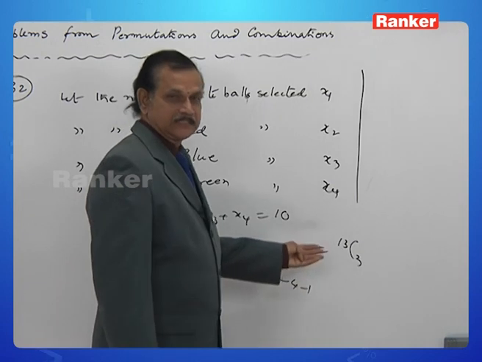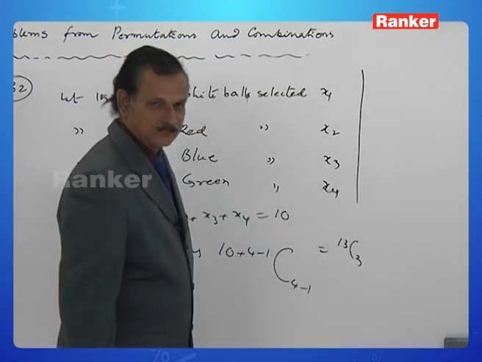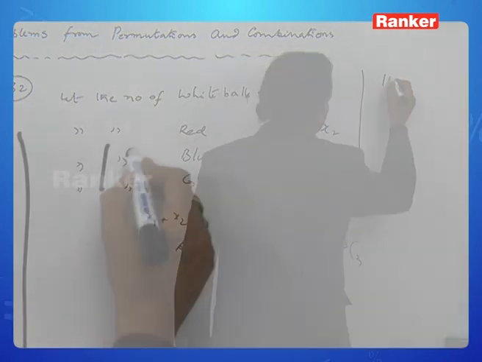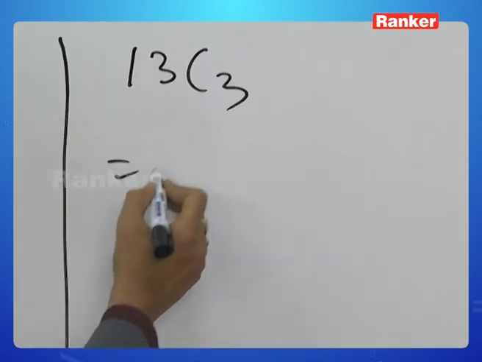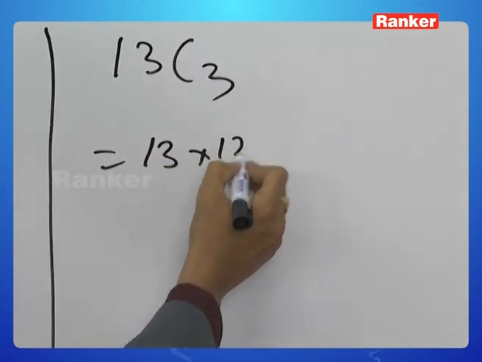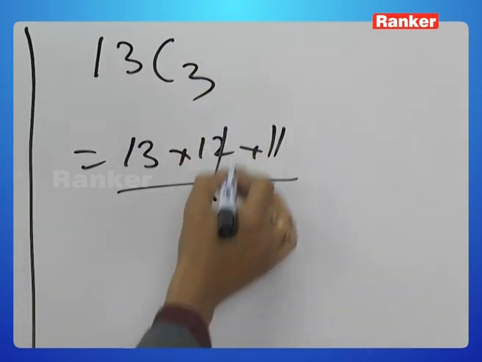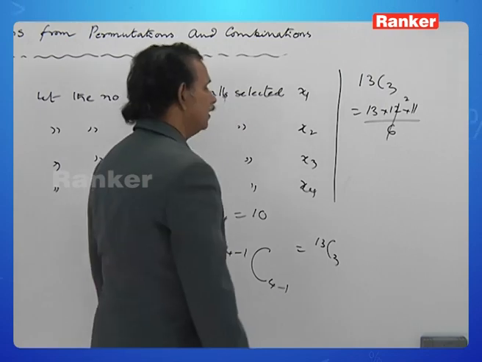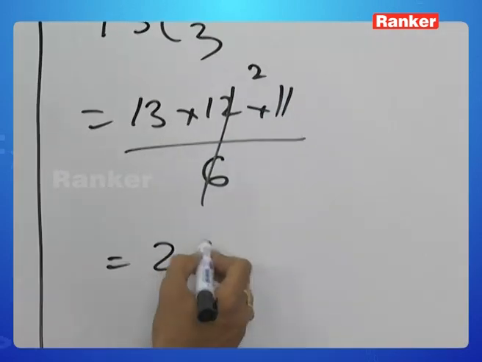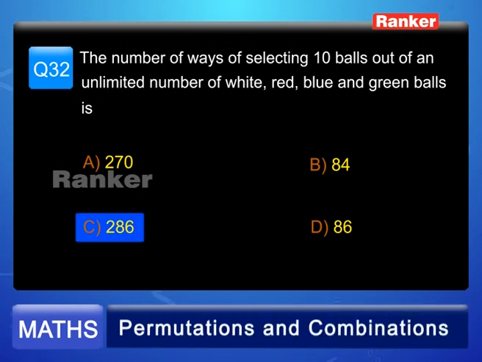Therefore, the answer is 13 c 3, and among the options it has been expanded. 13 c 3 is nothing but 13 into 12 into 11 by 3 factorial, that is 6. It goes 2 times. 2 13s are 26, and 26 11s are 260 plus 26, which is 286. Therefore, the third option, that is option C, is the right answer.